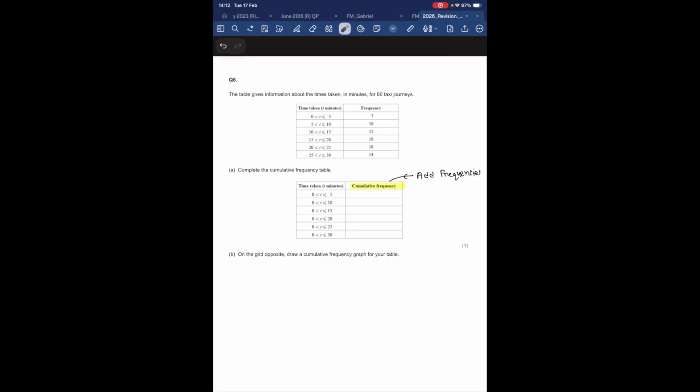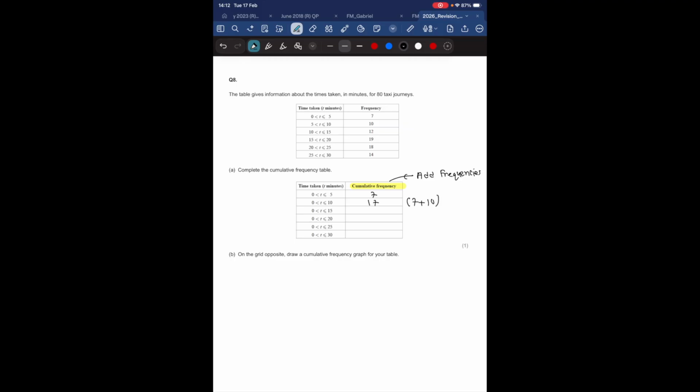The important thing to notice is that all of these values here are 0. So the first cumulative frequency, if we look at the table, we want the number of taxi journeys between 0 and 5 minutes, and that's going to correspond to a frequency of 7. So the first cumulative frequency is going to be 7. The next cumulative frequency, we want values of time between 0 and 10 seconds. So between 0 and 10 seconds, it's going to be 7 plus that 10, which gives us 17.